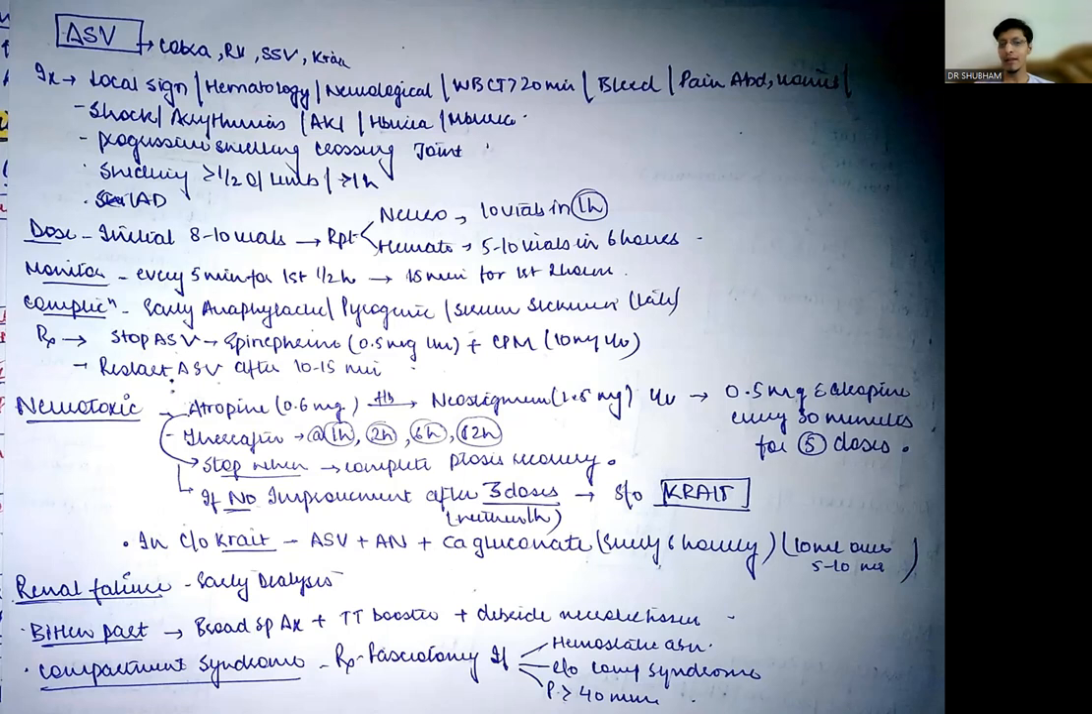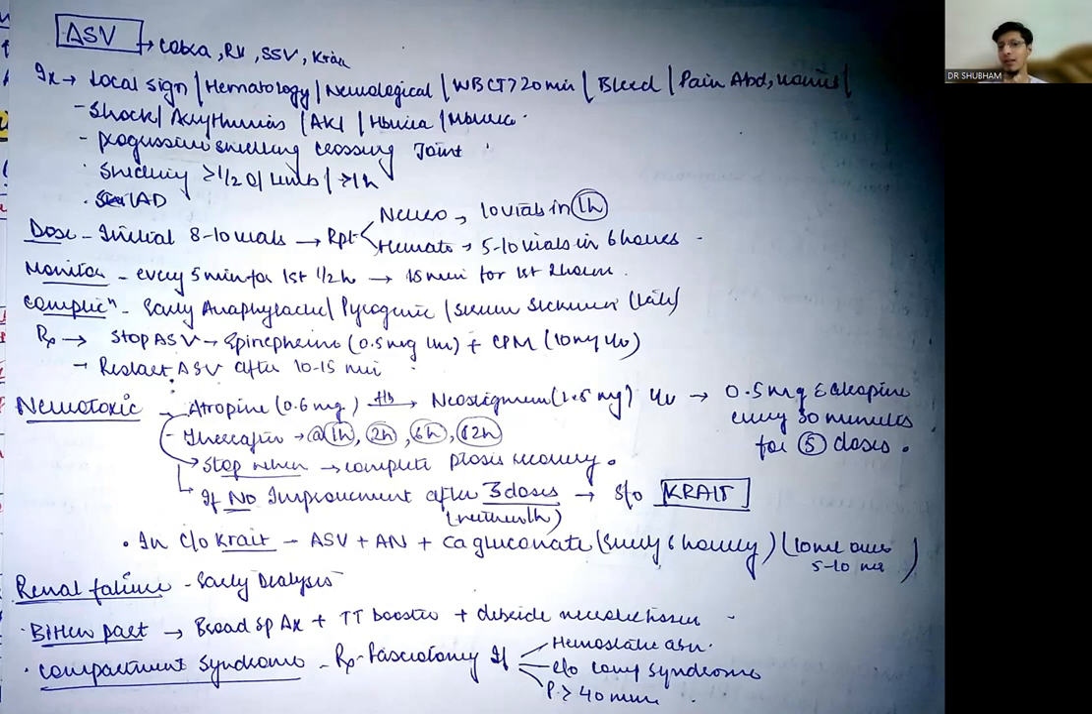What are the complications? There can be anaphylaxis, there can be fever and serum sickness. So if there is anaphylaxis, you have to stop the ASV. You have to give epinephrine and CPM. It is chlorpheniramine, and then restart the ASV after 15 minutes. You do not have to discard it.